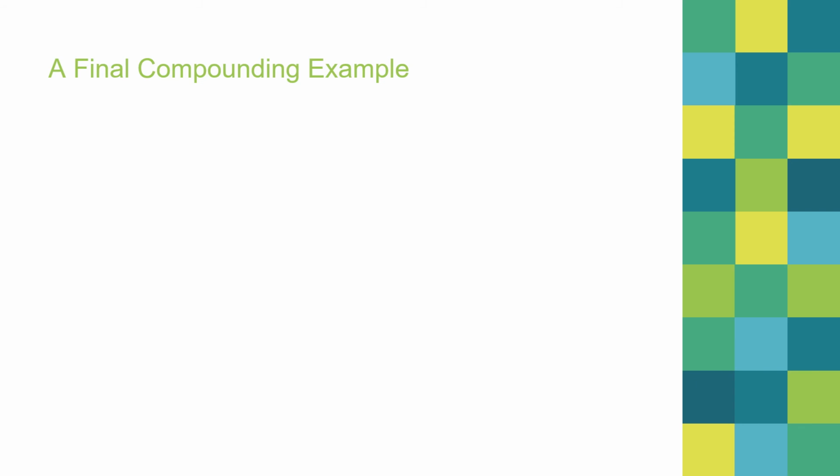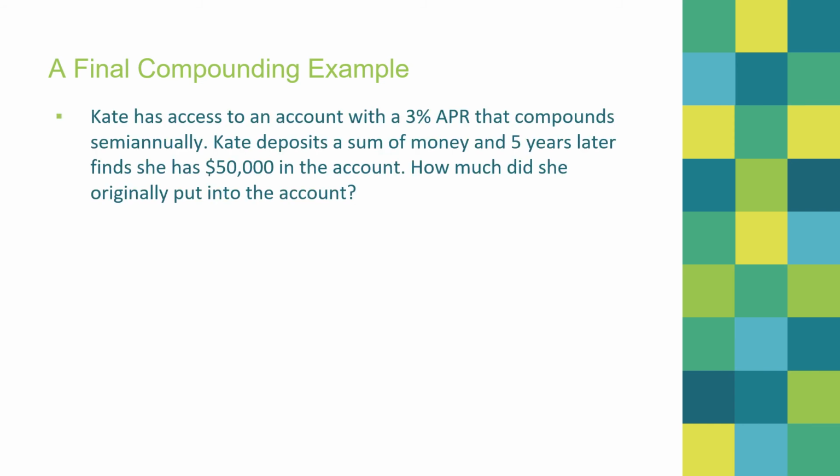For the last example, we'll switch things up just a little bit. And we'll say that Kate has access to an account. It's got 3% APR, and it compounds semi-annually. Semi-annually just means twice a year. She's going to deposit amounts of money that we'll worry about in a second. And 5 years later, she actually discovers that she's got $50,000 in the account. And the question is, how much did she actually put into the account? What is that unknown sum of money?